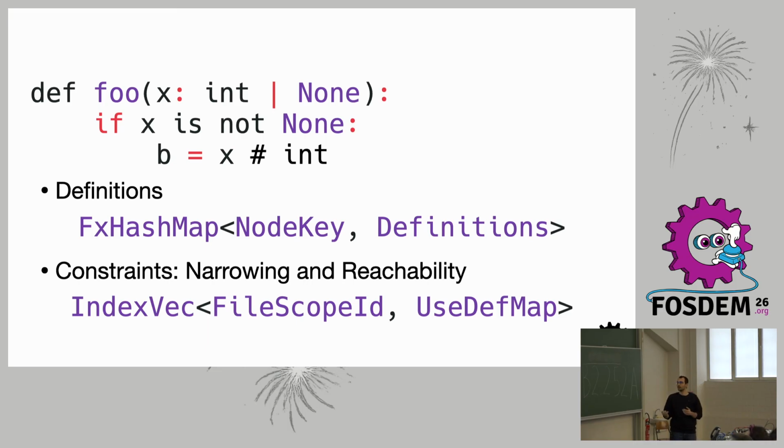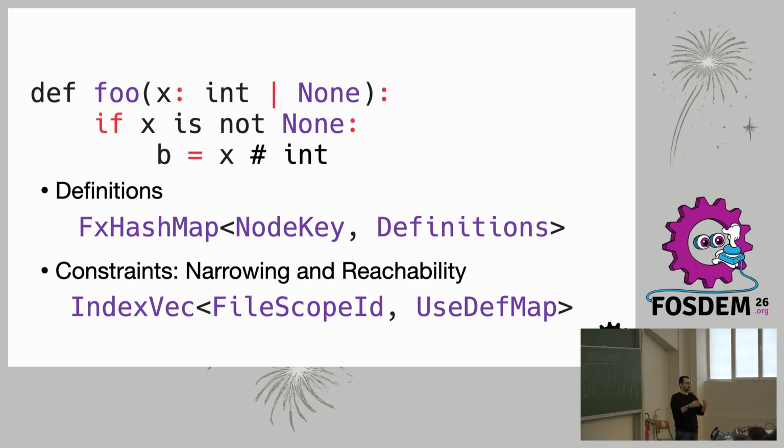Constraints are of two kinds. You have a narrowing constraint, like the if statement I have over there. I'm saying x is either of type integer or None, and then I'm checking if x is not None. So this would narrow the type of x in that if branch for me, and it does that by recording all the constraints within the scopes, so I can know what the type of x is inside that if statement, and then it would be integer.